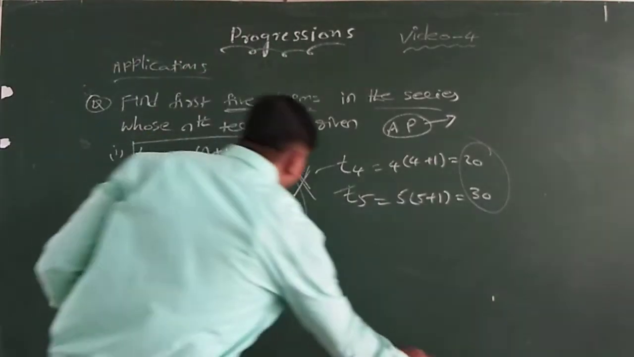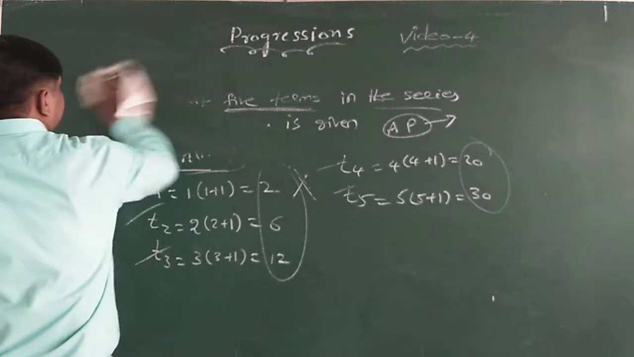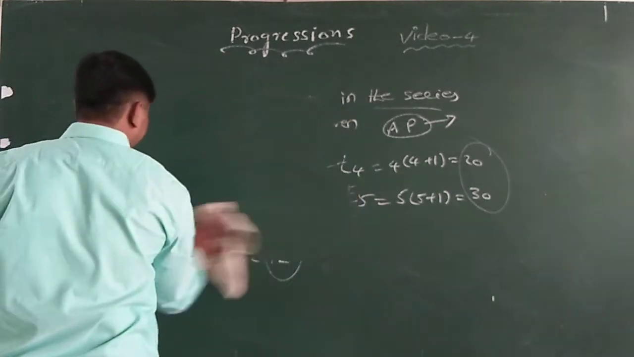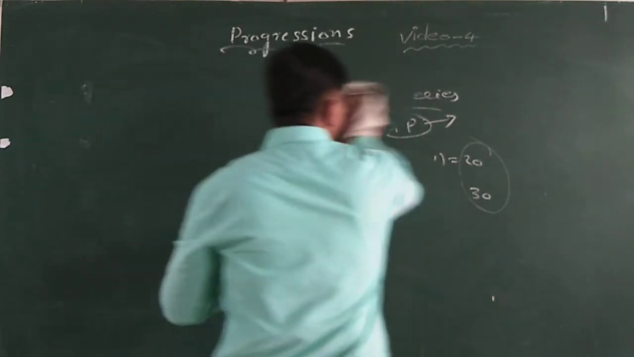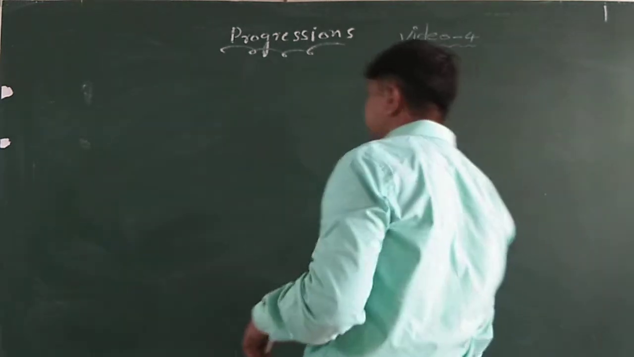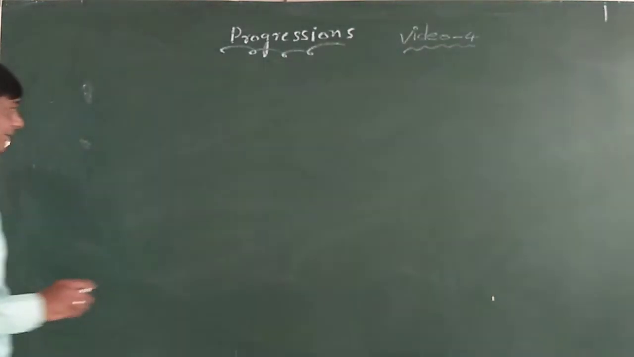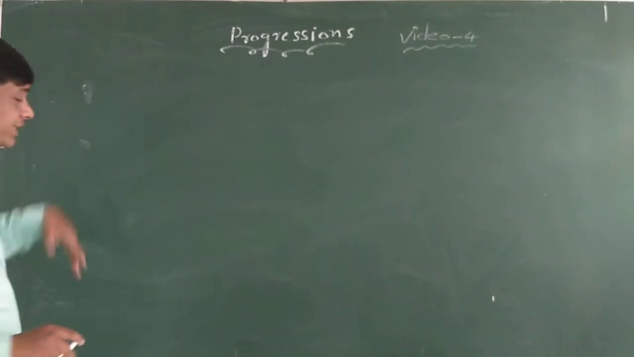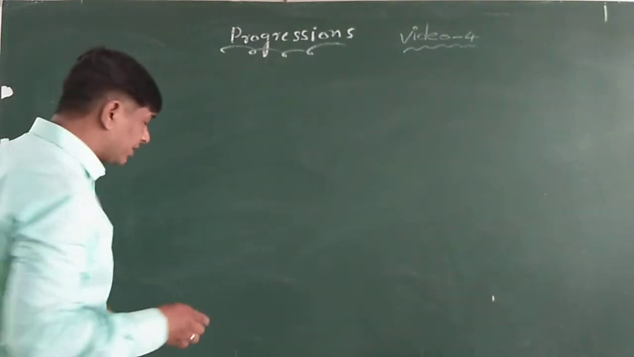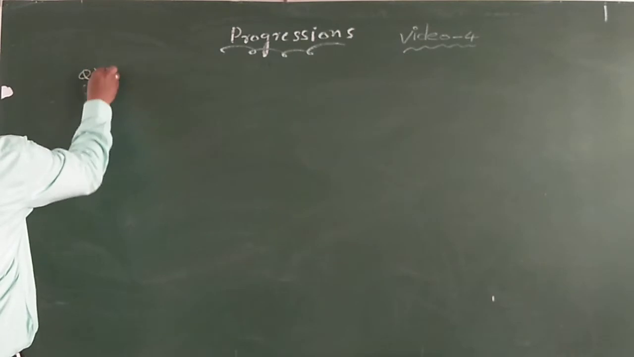Now see here, we learned to find the first term, the common difference, and the first 5 terms. All those things we learned in the previous class. Now I go with another question.